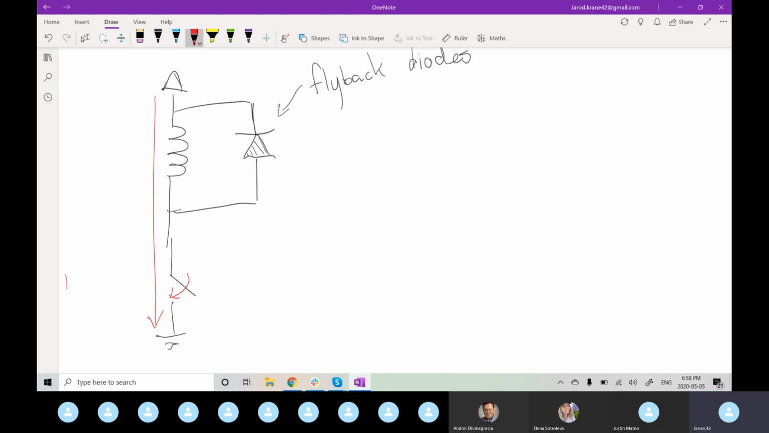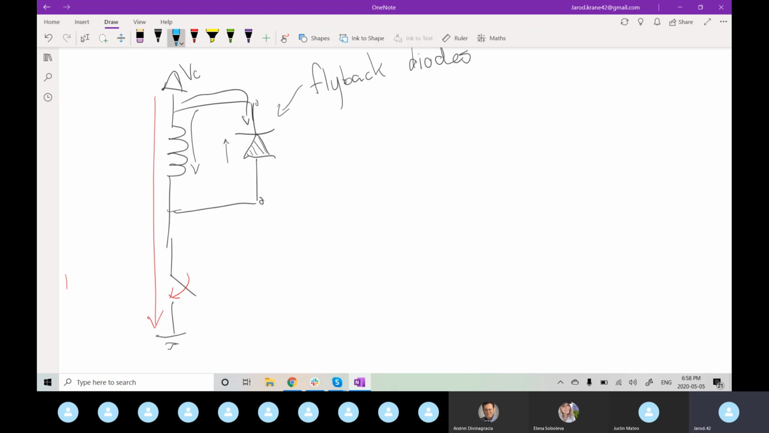Because we have our diode facing against our power source, current's not going to want to flow through the diode, because the voltage on this side of it is greater than on this side, so it's going to block any current flow. So all the current is just going to want to go through our inductive load.